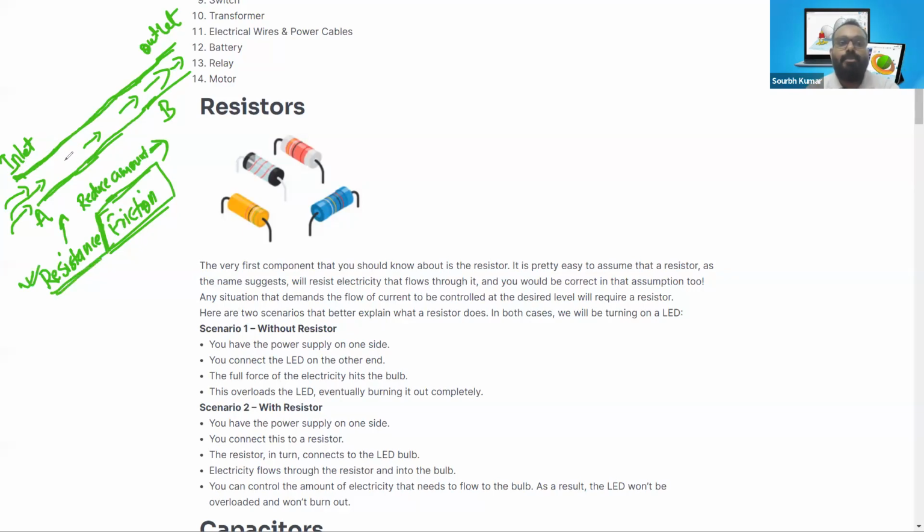But that's negligible, because without friction, we cannot walk on the earth's surface. We need some friction in our daily lives to help us achieve some tasks. We cannot grab any component without the help of friction. So friction is required, but in this case it is reducing the amount of flow.